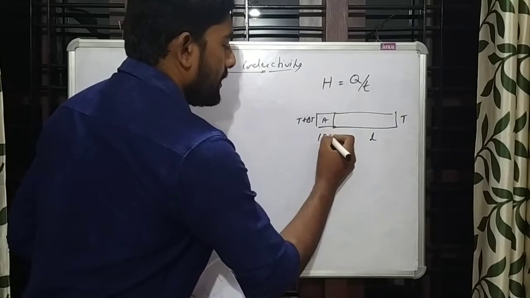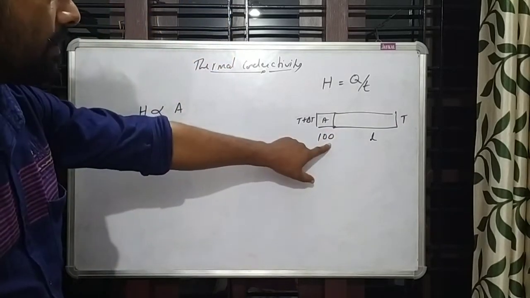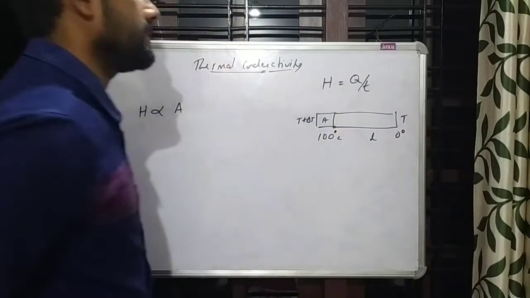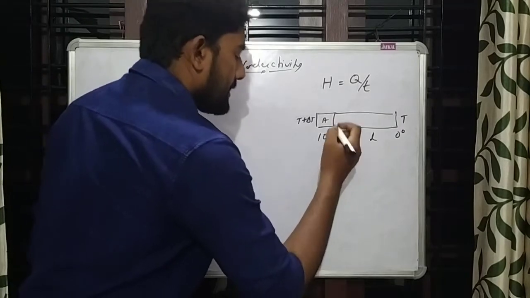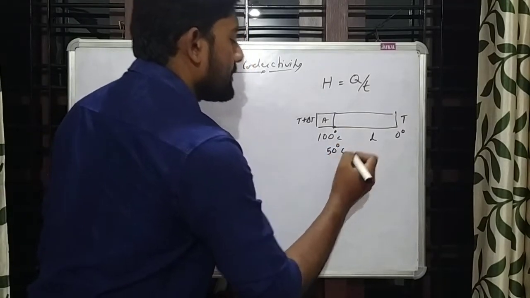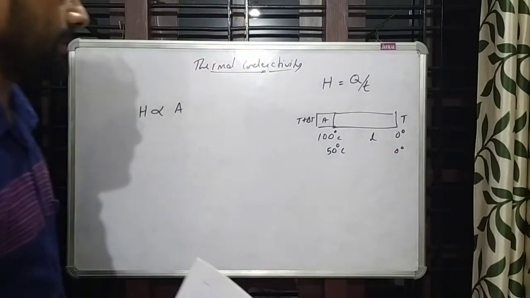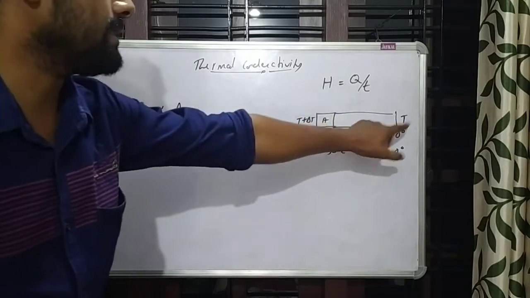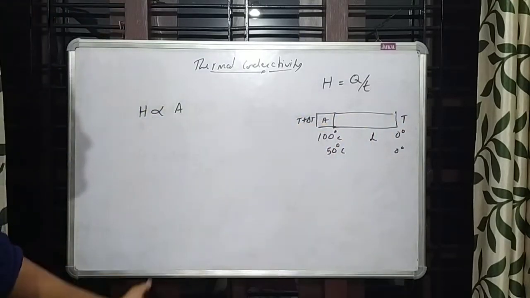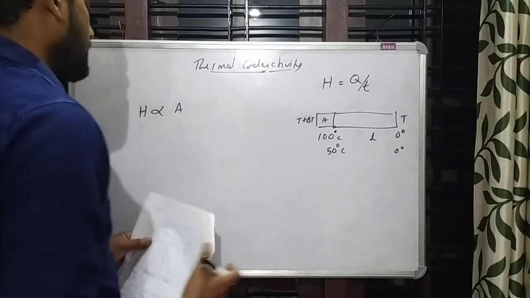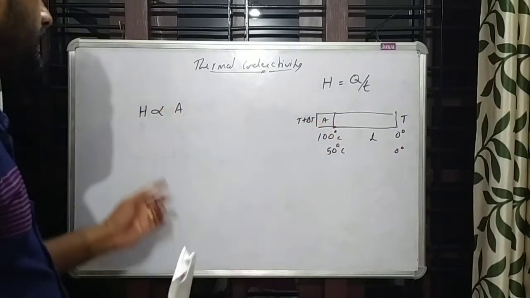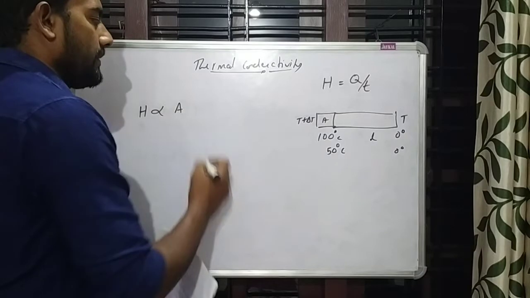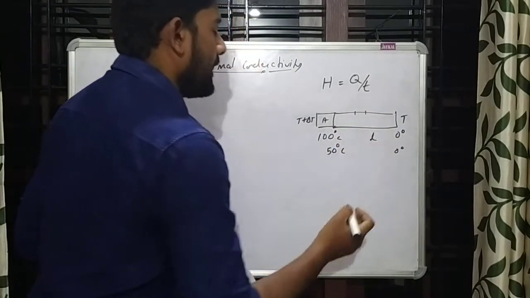For example, imagine at this end the temperature is 100 degrees Celsius, and at this end 0 degrees Celsius. Let's consider another case with 50 degrees Celsius at this end and 0 degrees Celsius at this end. The rate of flow of heat is more in the 100 degrees Celsius case, since the temperature difference is more. So the rate of heat transfer is directly proportional to the temperature difference. Here we are taking a small length, and the temperature difference is dT.